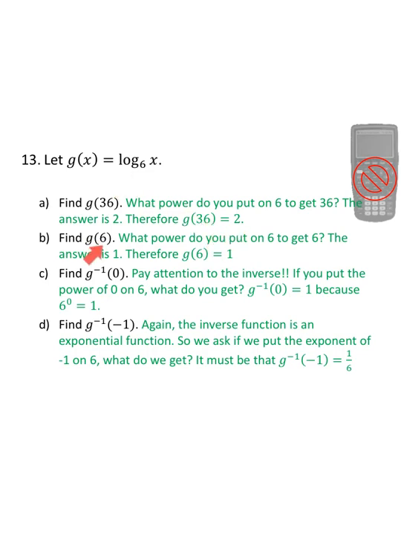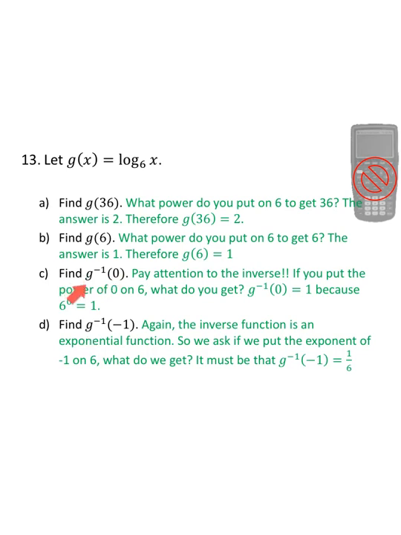To find g of 6, log base 6 of 6, I'm asking, what power do I put on 6 in order to get 6? Well, 6 to the first power is 6, so the logarithm equals 1. First power, 1.